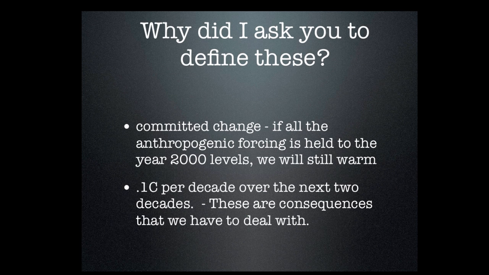Why did I ask you to define committed change? Well, if all of our anthropogenic forcing mechanisms were held to the same levels that they were in the year 2000, we would still warm, because we still have those chemicals in the atmosphere. We still have the greenhouse gases in the atmosphere. And we see that we would warm about 0.1 degrees Celsius per decade for the next 2 decades. So that's what we've already done. That's already going to happen. And so these are consequences that we have to deal with. It's going to happen. We have to adapt to what we've done.